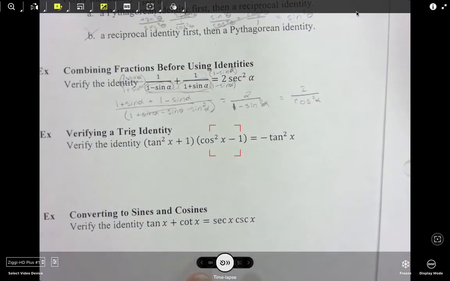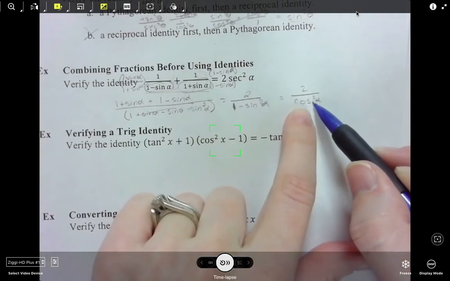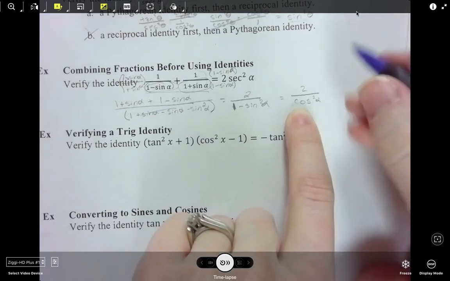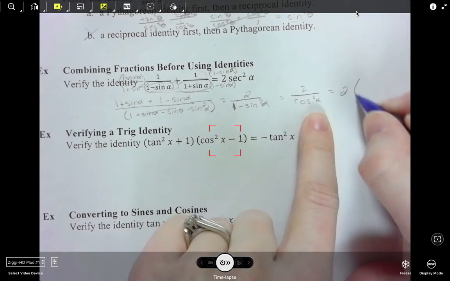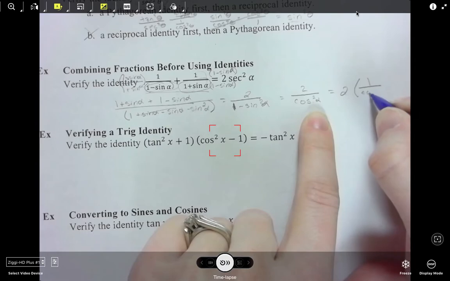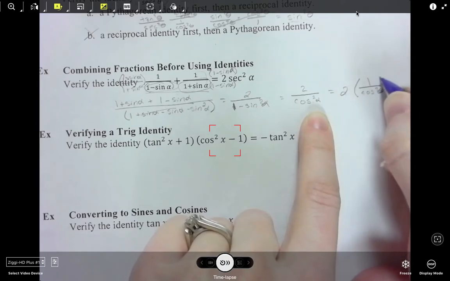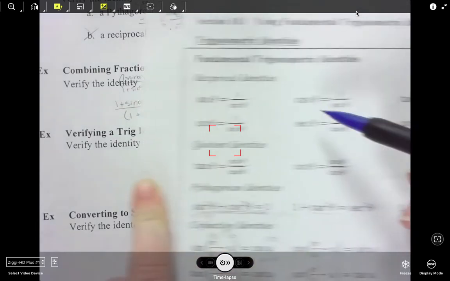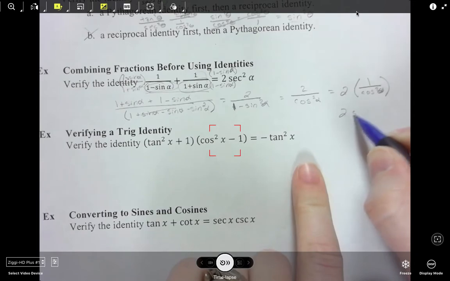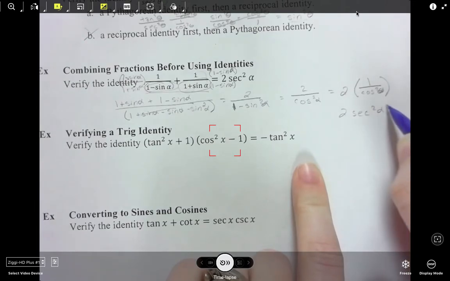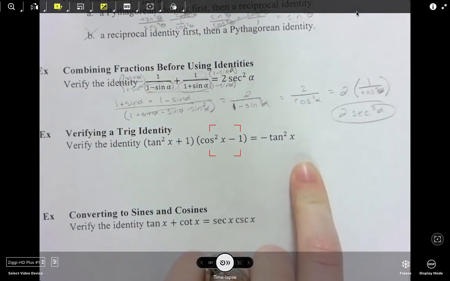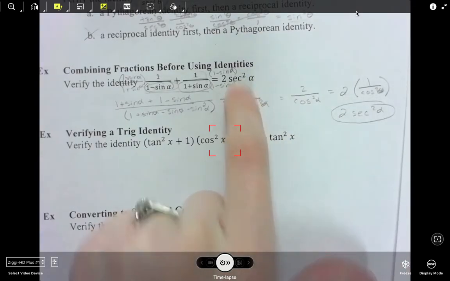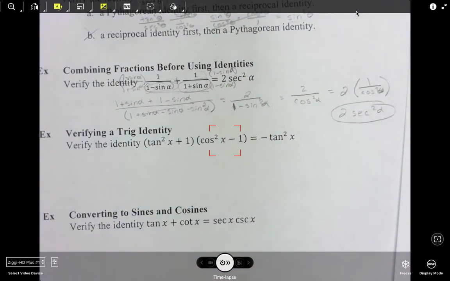And then I'm going to do one more thing. Cosine squared alpha, when it's on the bottom there, would be like saying 2 times 1 over cosine squared alpha. And 1 over cosine is secant. So this would be 2 secant squared alpha. And that's how we would simplify, which is what this was right there. So that's what we're trying to get to.